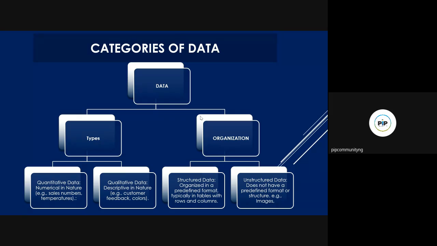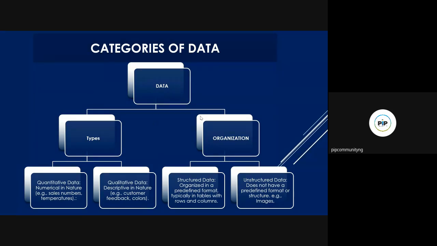All right. We also have organization of data. That's another way of categorizing data. It can either be structured data or unstructured data based on their organization. So structured data are data that are organized in a predefined format, usually in tables with rows and columns, which is mostly what we're going to be working with.